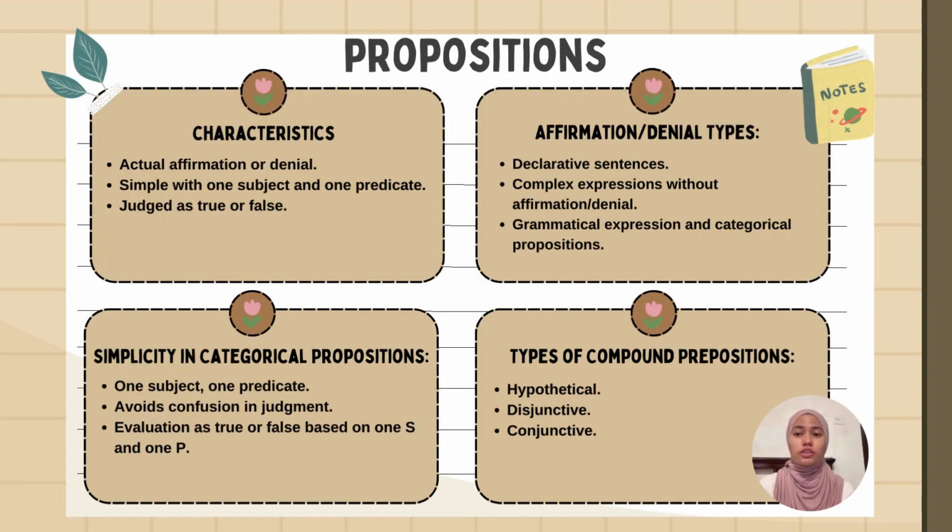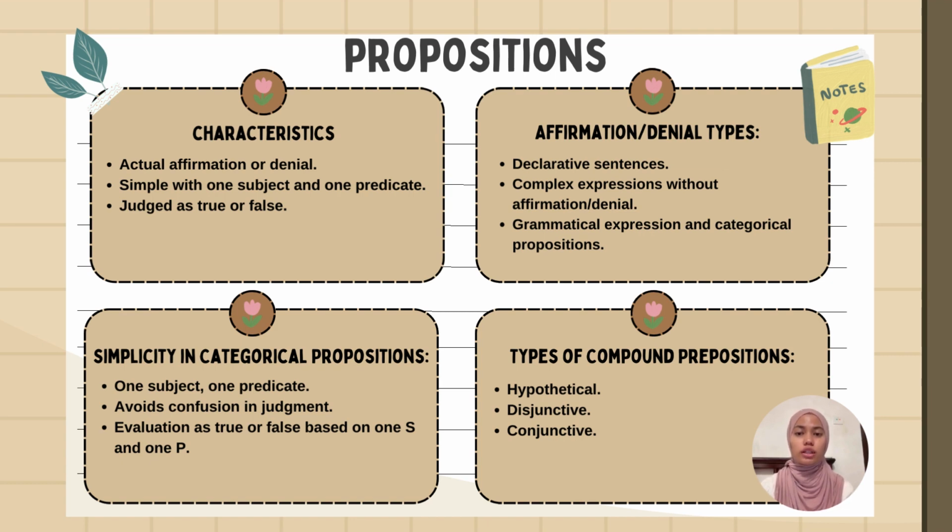Now we move on to the characteristics in proposition. There are three characteristics in proposition. The first is the actual affirmation or denial. The second is that it is simple, with only one subject and one predicate. So in a proposition there is only one subject and one predicate. And the last characteristic is that it is judged as true or false.